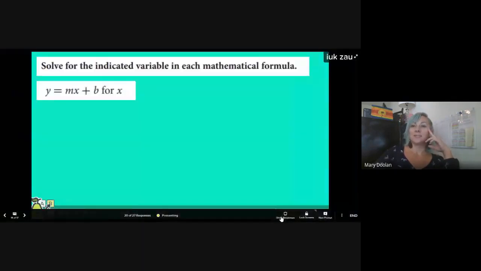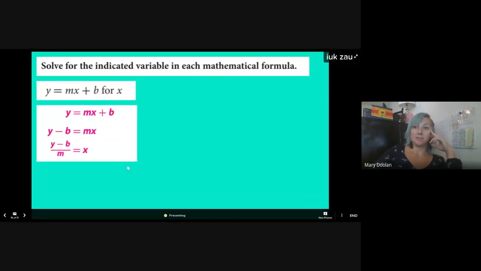Okay. I'm going to go ahead and show the steps that would be taken here. If you're starting with y equals mx plus b, you would subtract b. When you subtract b on both sides, it gets eliminated on the right-hand side. And then when you divide both sides by m, m divided by m is 1, it's gone, and I'm just left with x. So this is a literal equation that we've rearranged so it's solved for x.